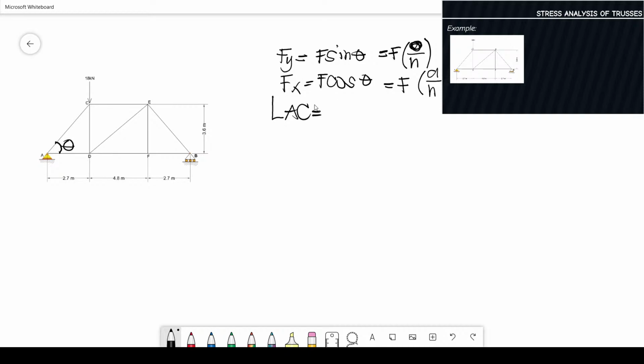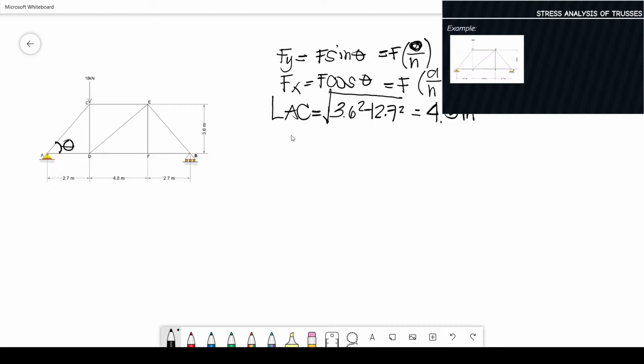The length of AC is simply the square root of 3.6 squared plus 2.7 squared. Actually, this is case-to-case basis. That is 3.6 squared plus 2.7 squared, which is 4.5 meters. So, let's just see which has fewer numbers.